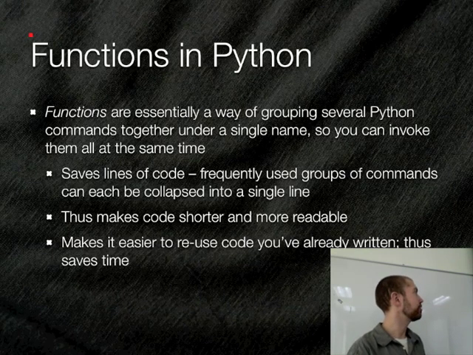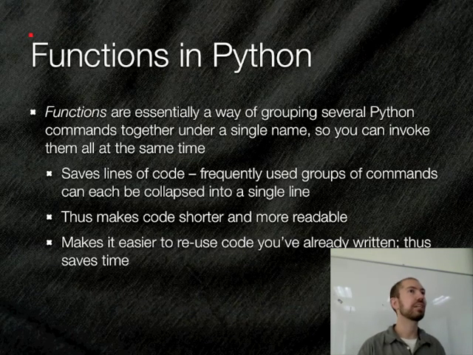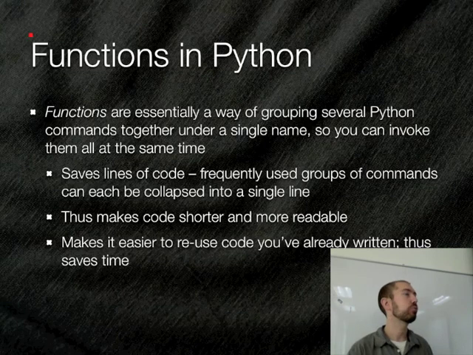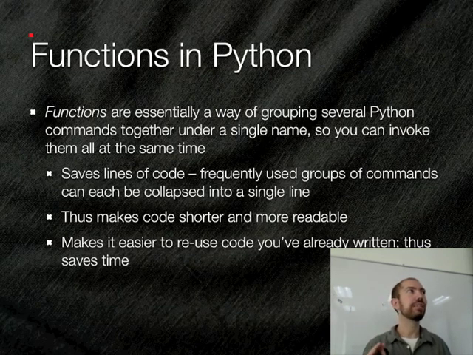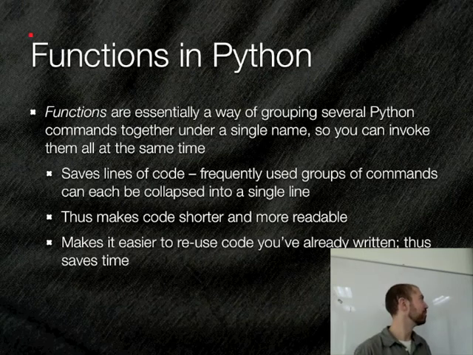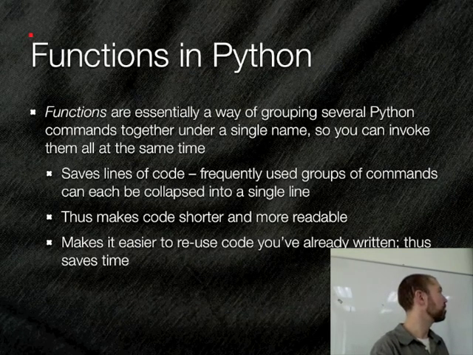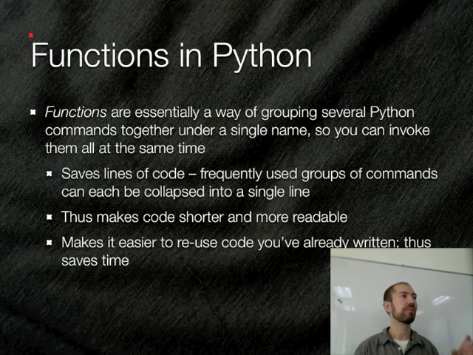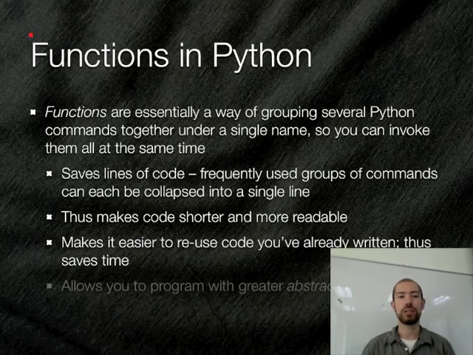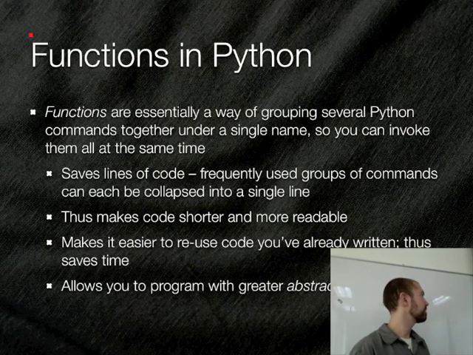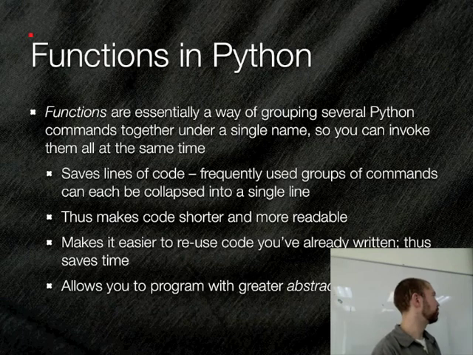It also makes it a lot easier to reuse code you've already written and saves time. So again, programming is all about learning to be lazy in a smart way, basically. Once you figured something out once, there's no reason you need to figure it out 10 times, as long as you remember what you did the last time. So this is an easy way to reuse code. You don't have to go and find it every time if you have a function defined that does exactly what you want. And basically what this does is it allows you to program with greater abstraction, right?